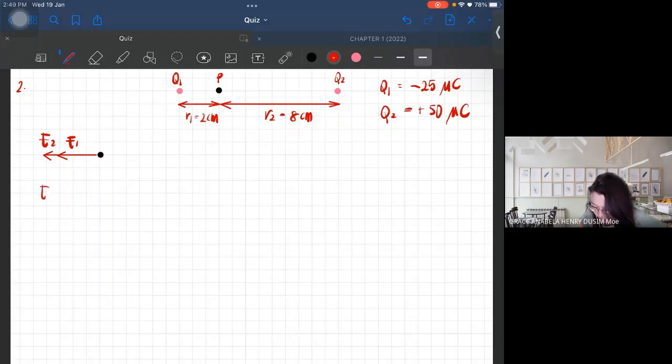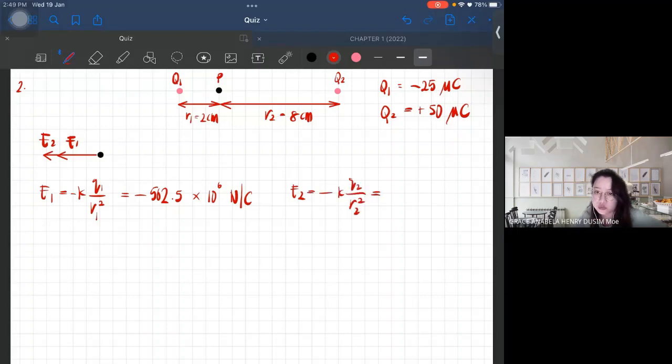So E1 is equal to K Q1 over R1 square. So you should get, since it is pointing to the left, it will be negative. So negative 562.5 times 10 to the power of 6 Newton per coulomb. Okay, and then E2 pun sama, it is pointing to the left. So it will be negative. So it should get negative 70.3 times 10 to the power of 6 Newton per coulomb.